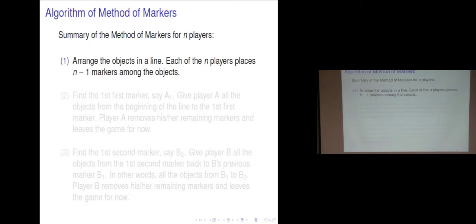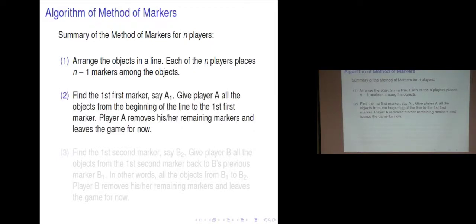So the procedure goes like this. There are six steps. This slide has three, the other slide has three. So first, arrange the objects in a line. And each of the N players places N-1 markers among the objects. So just now with three players, each player put two markers among the objects. Then we go from left to right.